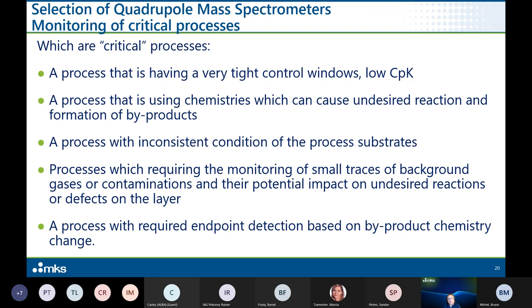And critical is also a process where an endpoint detection is required, where we want to measure a byproduct chemistry change. Typical examples here are endpoint detection for etch or endpoint detection for chamber clean processes. So that's what we mean in this talk with critical.